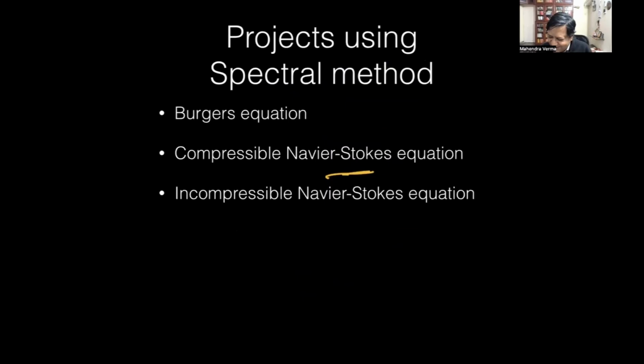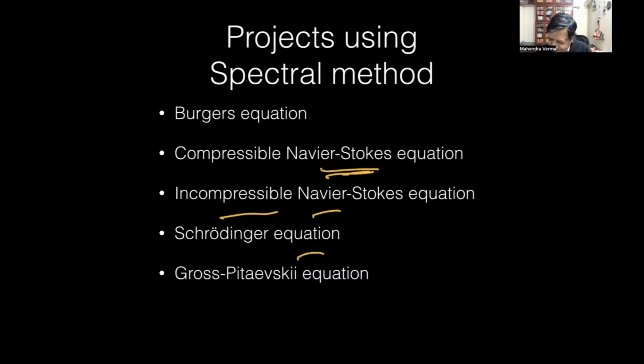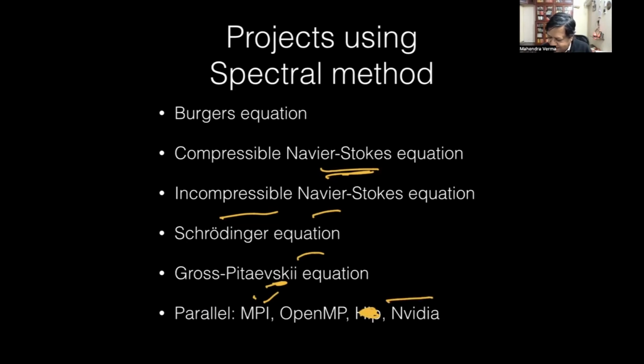Well, I've written incompressible. So anyway, we will allow this as well. Schrodinger equation and Gross-Pitaevskii equation. There's the nonlinear Schrodinger equation, and you need to parallelize it using MPI. Well, forget about this one. NVIDIA hardware. So basically, make it run on GPU and OpenMP.